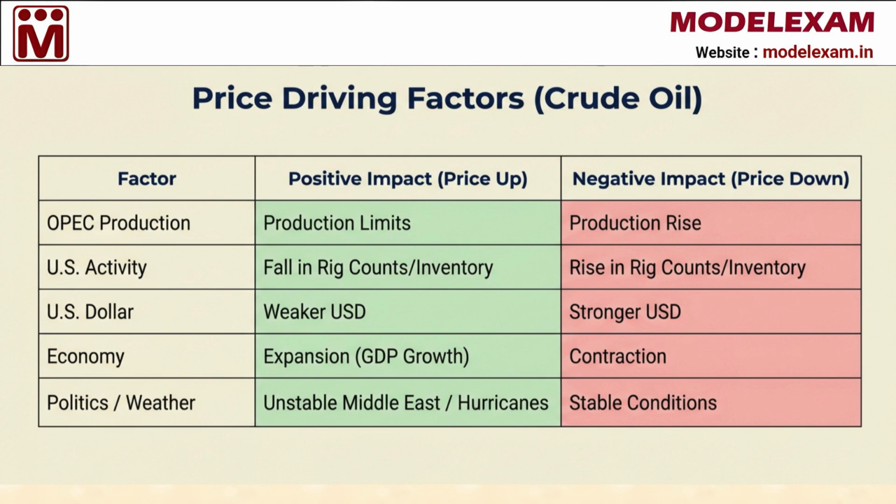On the other hand, prices tend to go down if OPEC increases production, US rig counts rise, or the US dollar strengthens. An economic contraction or stable political conditions generally lead to lower prices.